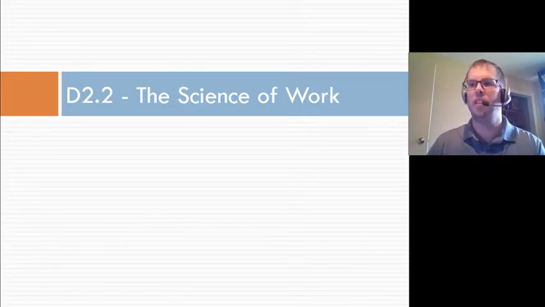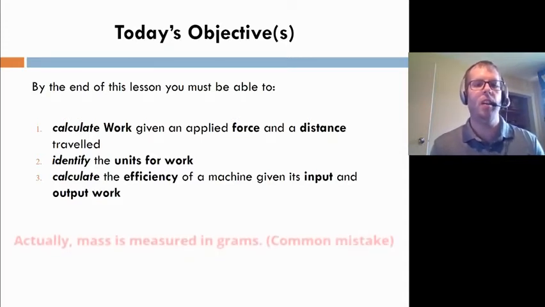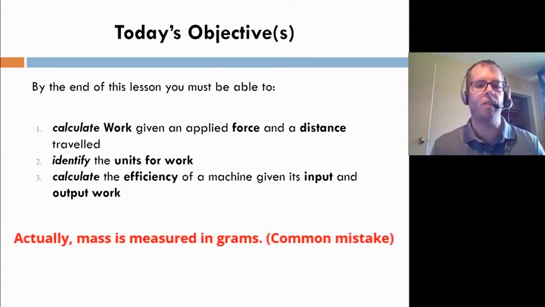Okay, so today's basic objectives are to, number one, calculate work given an applied force and a distance traveled. Of course, we'll define what work is first. Number two, identify the units for work. So, like centimeters is a unit of measure for lengths, and a gram is a unit of measure for weight. We will talk about what the units are for work.